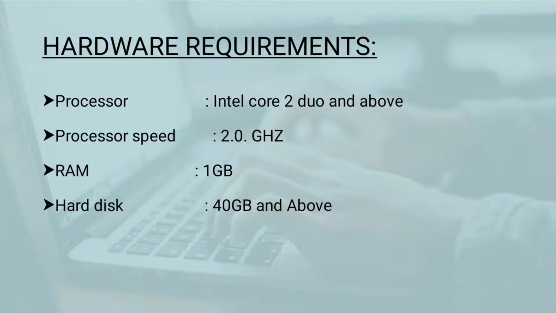Now hardware requirements. Processor Intel Core 2 Duo and above. Processor speed 2.0 GHz. RAM 1 GB. Hard disk 40 GB and above.